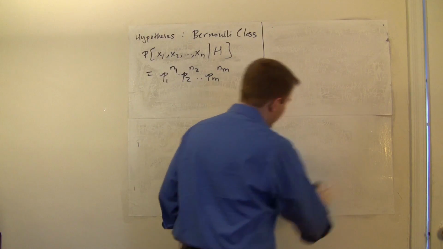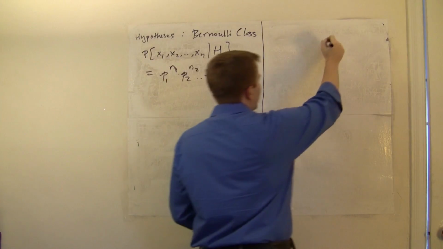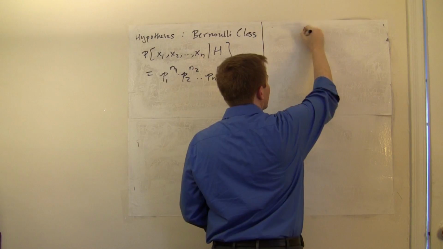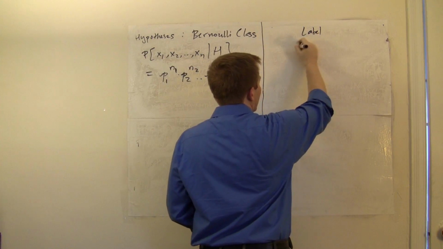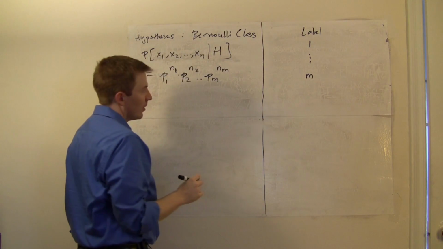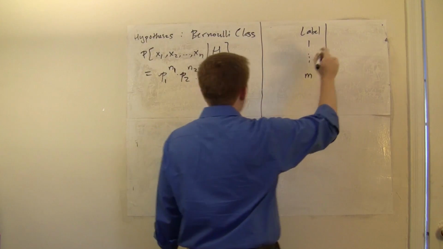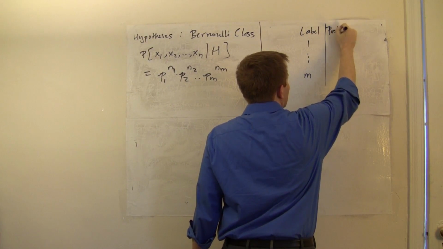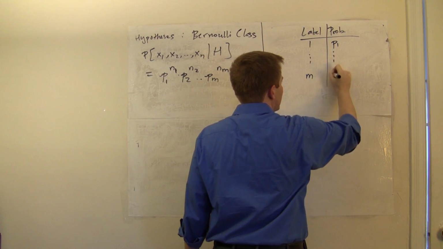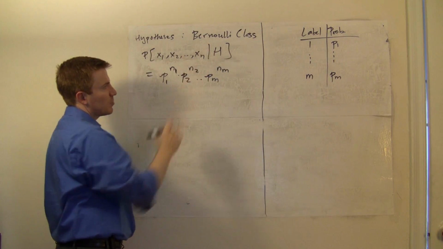Okay, so these x1 through xn are the results of all the individual trials. Our outcome states are labeled 1 through little m, so those are our possible states that we can get. The names of those are, let's just say they're 1 through m. We have probabilities associated to them, which are p1, p2 through pm. Okay, that's coming from our working hypothesis in this Bernoulli class.